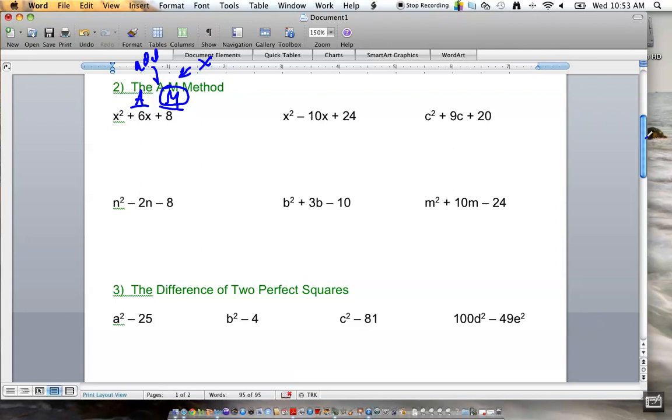And when I look here, I ask myself, well, since I have to multiply out to 8, how can I do that? I can do 4 and 2. I can do -4 and -2. I can do 1 and 8. I can do -1 and -8.